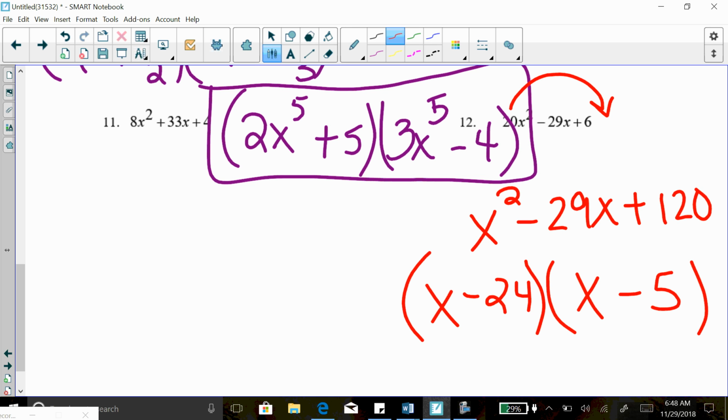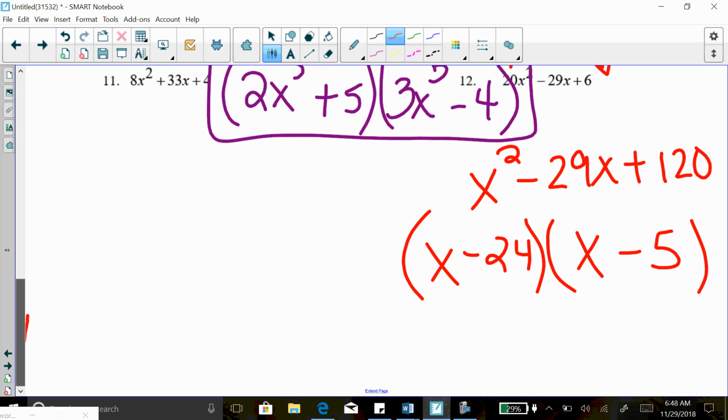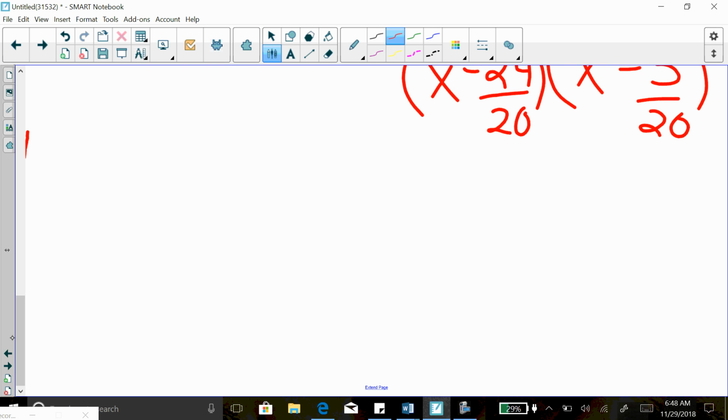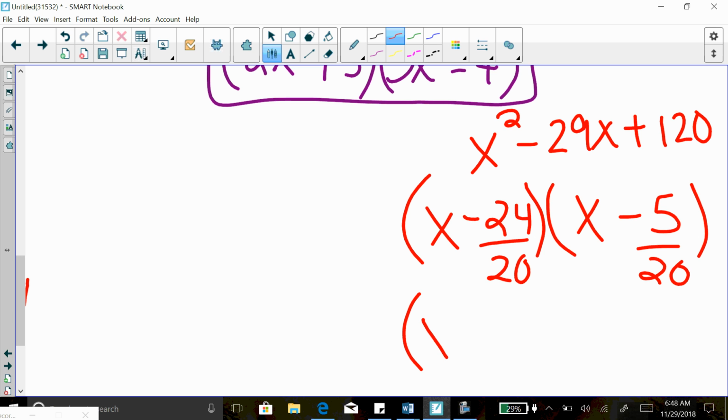So then we divide by the number in the front, which was a 20. Okay, not any harder. Let's simplify the fractions here. So when I simplify 24 over 20, I get 6 over 5 because they both can be divided by 4. And when I simplify 5 over 20, I get 1 over 4.